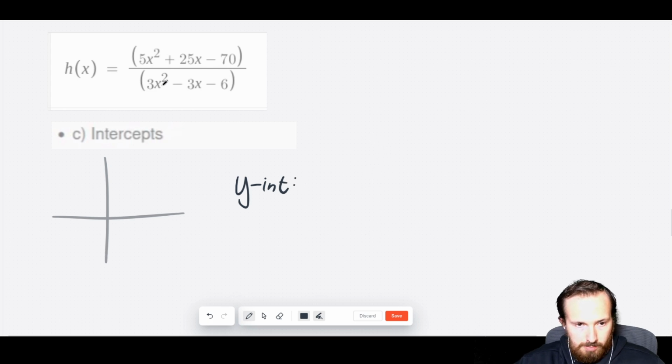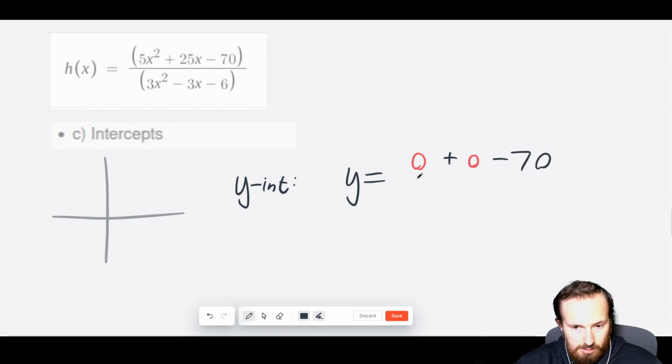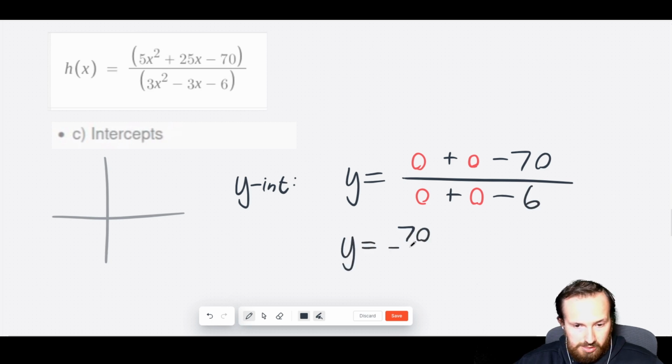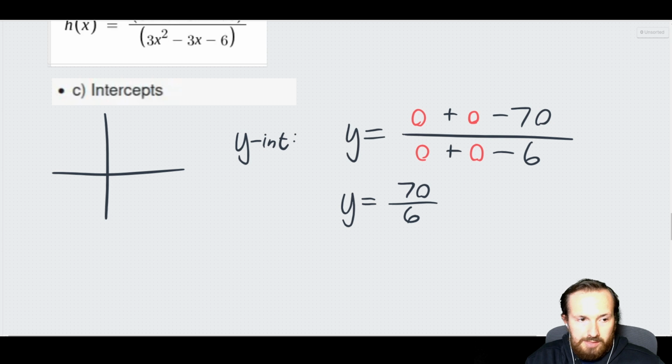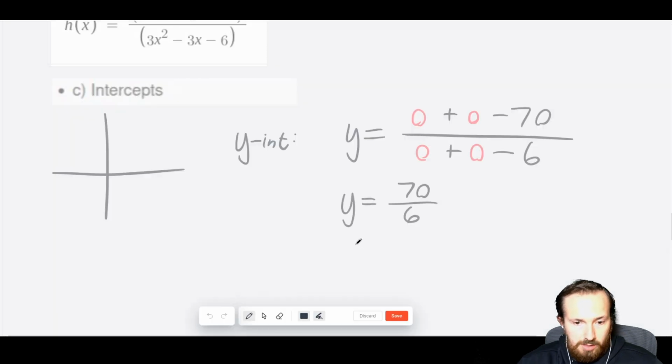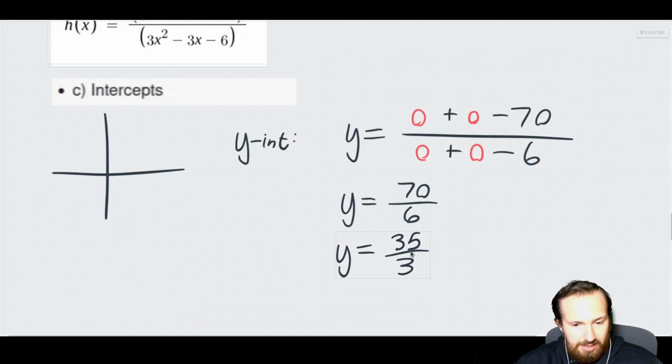So in this problem, hopefully it's clear that if I plug in x equals 0, anything with x is going to be zeroed out. So 0 squared is 0, plus 25 times 0 is 0, minus 70. And then divided by 0 squared is 0, minus 3 times 0 is 0, over -6. So basically, we're going to end up with 70 over 6. And again, the question is, could we simplify this further? So yeah, we definitely can simplify it at least a little bit. These are both even numbers, so they're both divisible by 2 at least. So if I divide them by 2, I'll get 35/3. And I think that's actually as much as we can simplify.